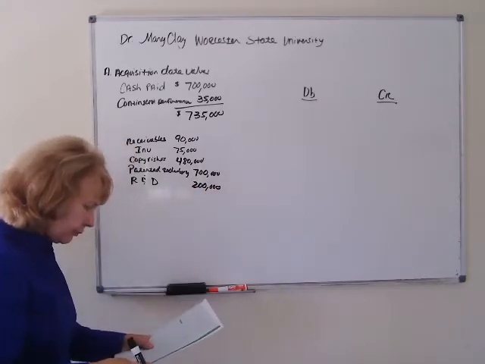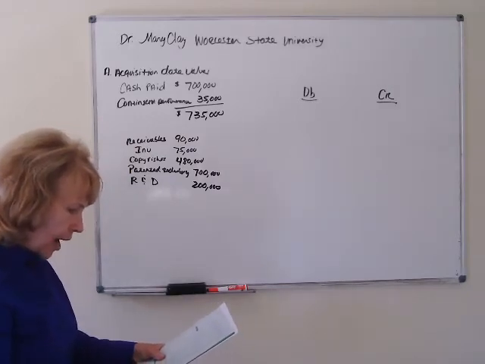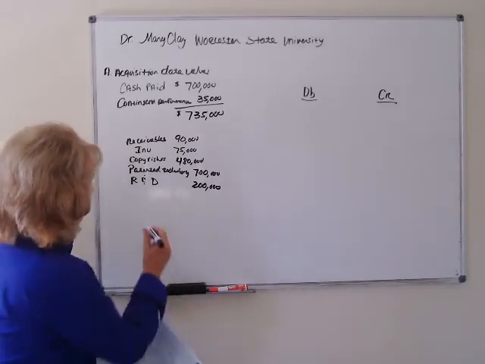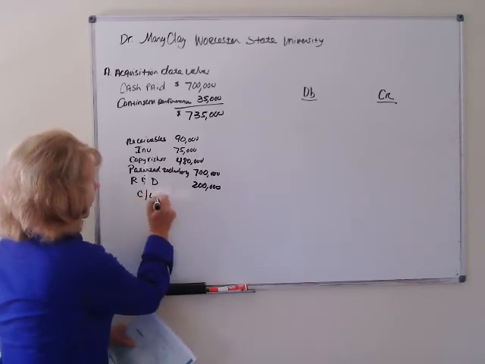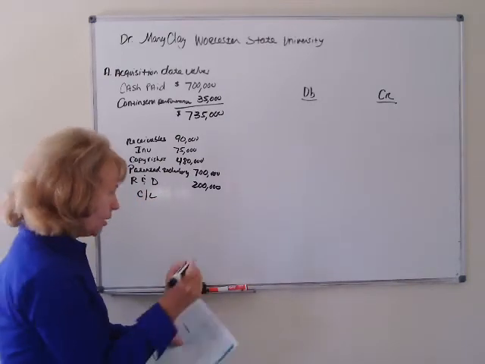Okay? All right, next. I need to account for my liabilities. So my current liabilities, and that is 160.